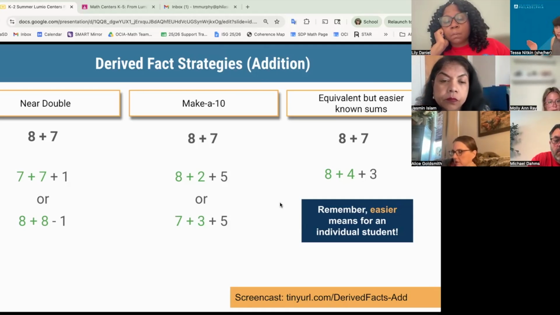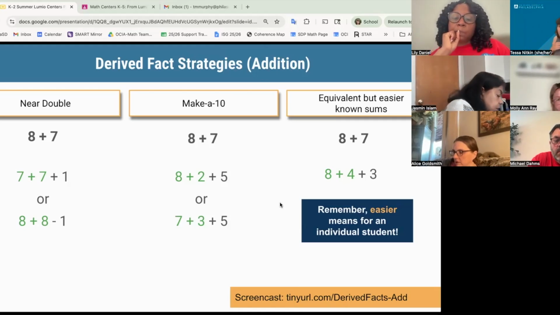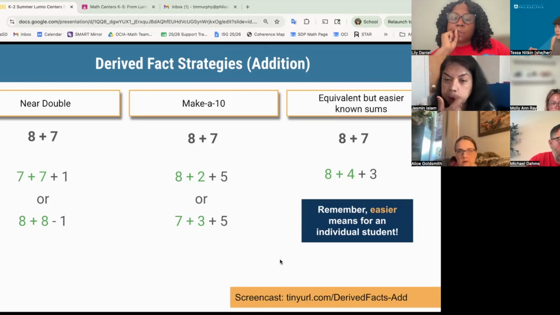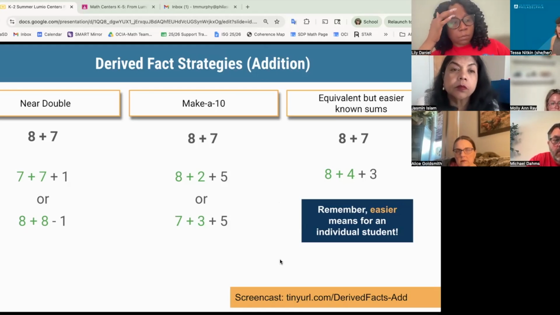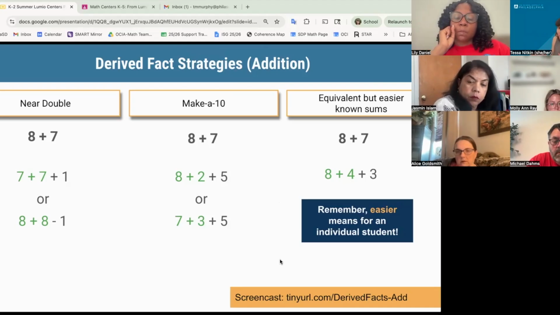Those derived fact strategies, some of these might be newer to us, some of these might be more familiar. There is a screencast linked at the bottom there, and that just reviews these exact strategies again in a YouTube video. It's like an 8-minute video. And so if you ever want to refer back to it or refresh on those strategies, it's there. There's also in the multiplication slides a multiplication version of derived facts. So if you support upper grades and want to take a look at that, it will be available for you.